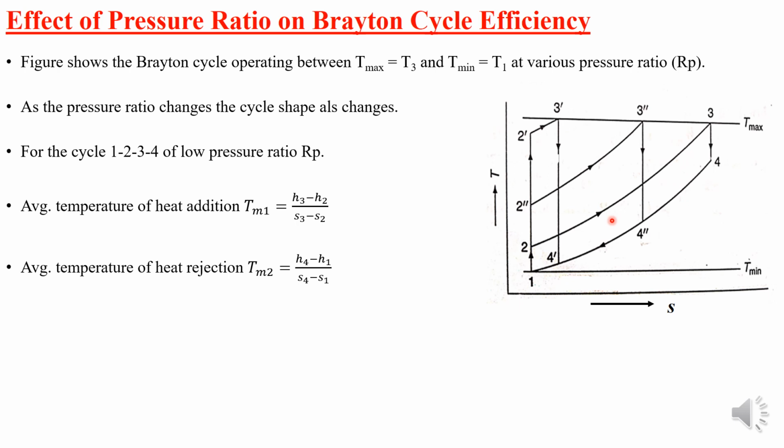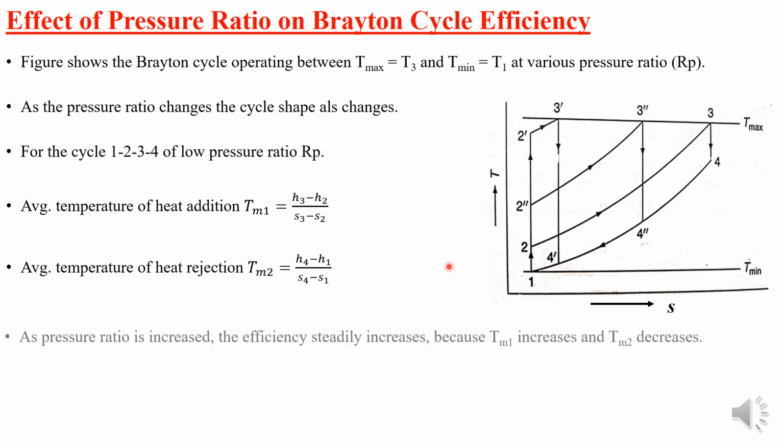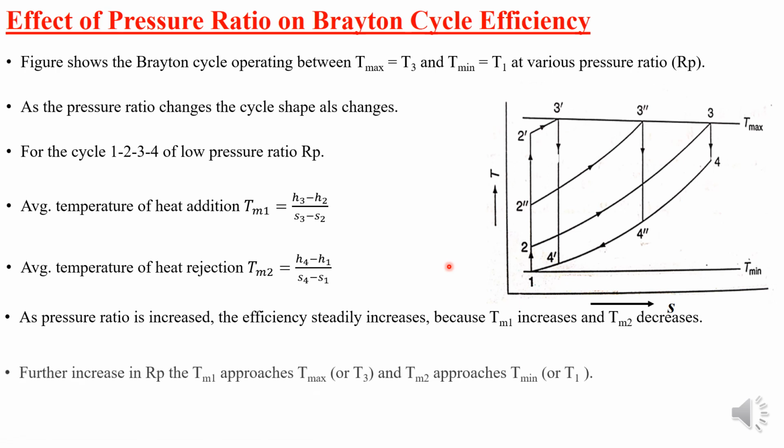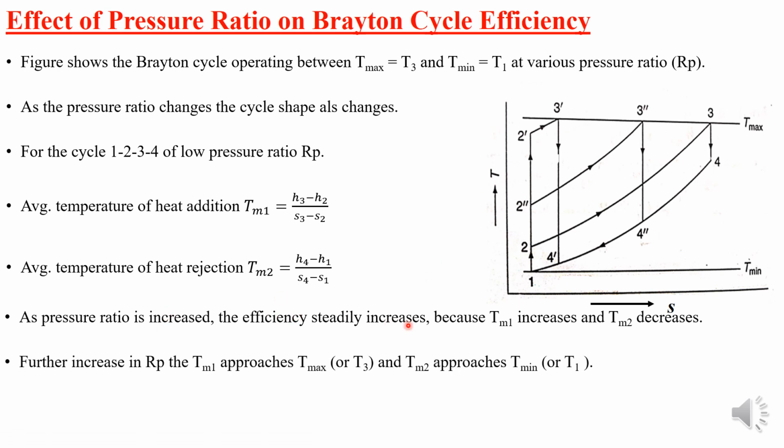The average temperature of heat rejection will be more for your basic cycle. Then if you have increased the pressure ratio, the average temperature of heat rejection is less, and it will become still lesser if you keep on increasing your pressure ratio. So this is how it will affect your RP. As the pressure ratio increases, your Tm1, that is the heat addition process, increases, and the heat rejection process keeps on decreasing.